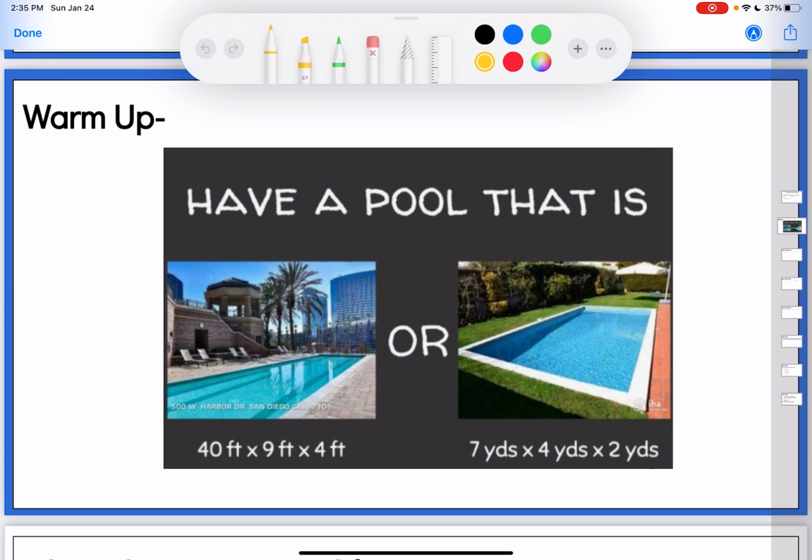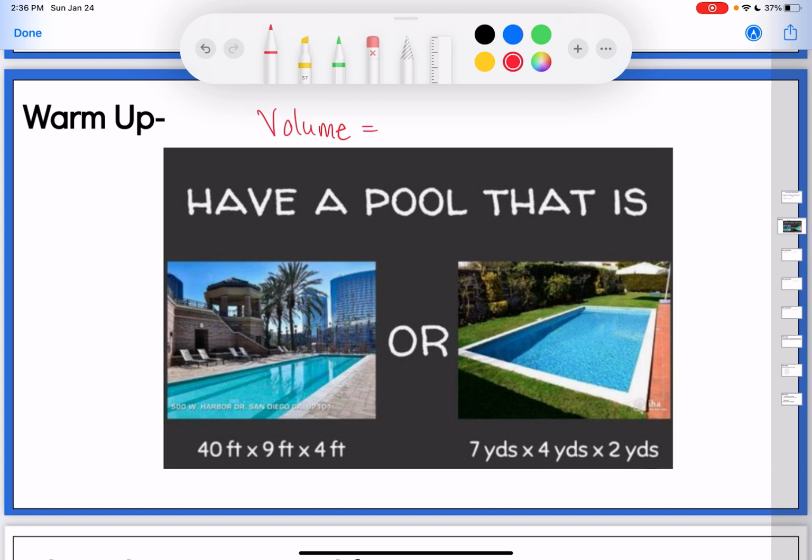Okay, which would you rather have? A pool that's 40 feet by 9 feet by 4 feet, or a pool that's 7 yards by 4 yards by 2 yards? Pause your video, see what you can do. All right, so obviously to figure out what kind of a pool you want, we're really thinking about volume, right? I mean, a bigger pool would be better, unless you think about having to clean it and all that, but we'll just assume that a bigger pool is better.